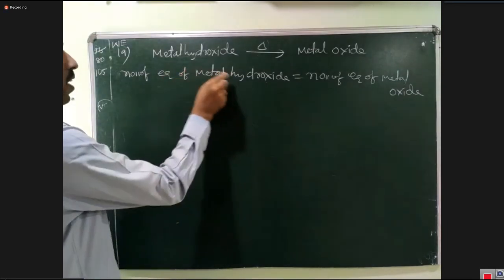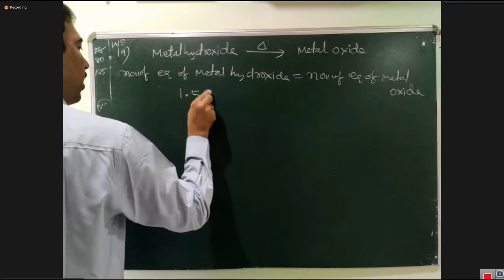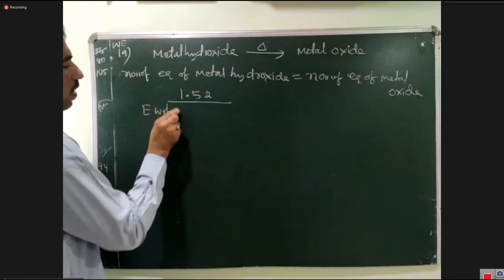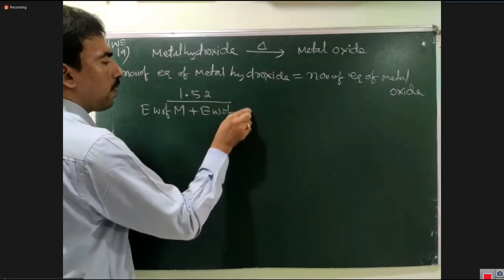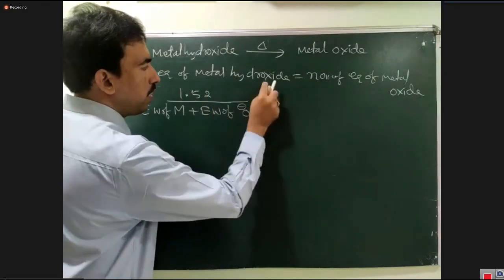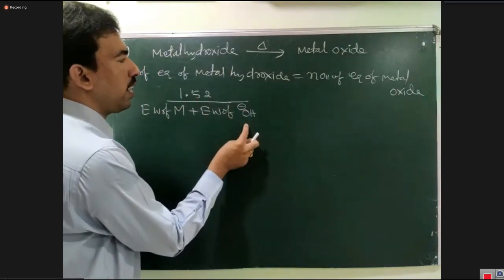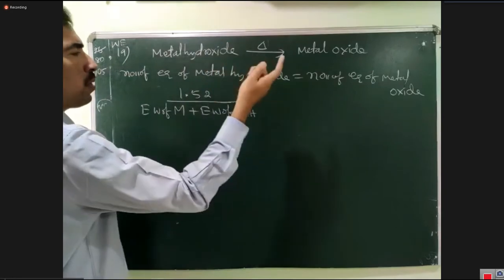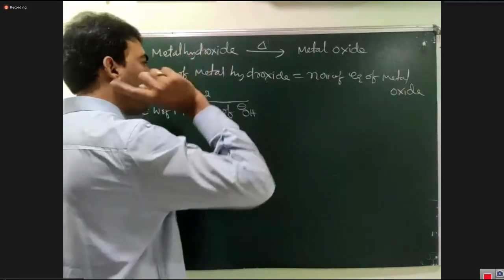Number of equivalents is weight by gram equivalent weight. The weight of metal hydroxide is given as 1.52, divided by the equivalent weight of metal plus the equivalent weight of hydroxide. Hydroxide means OH minus. Therefore, the equivalent weight of metal plus the equivalent weight of hydroxide is the equivalent weight of metal hydroxide. Likewise, the equivalent weight of metal carbonate is the equivalent weight of metal plus the equivalent weight of carbonate.